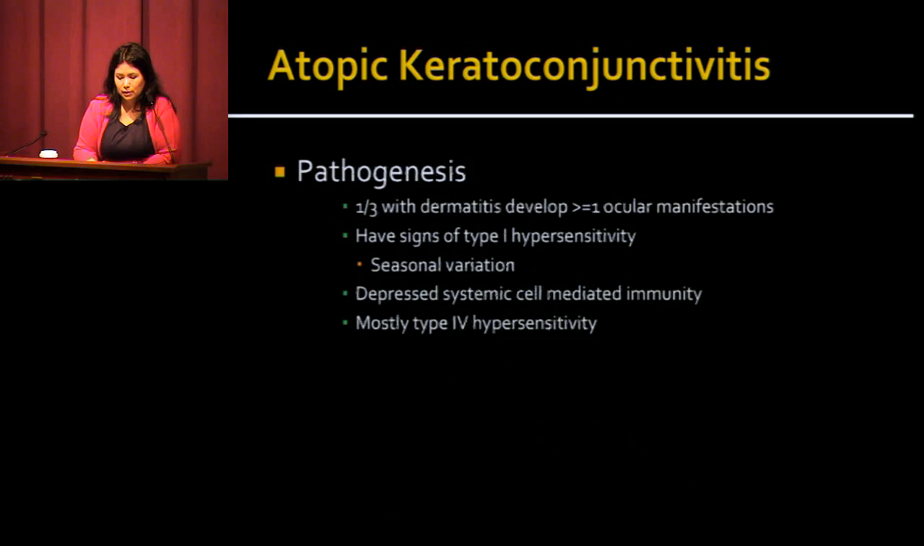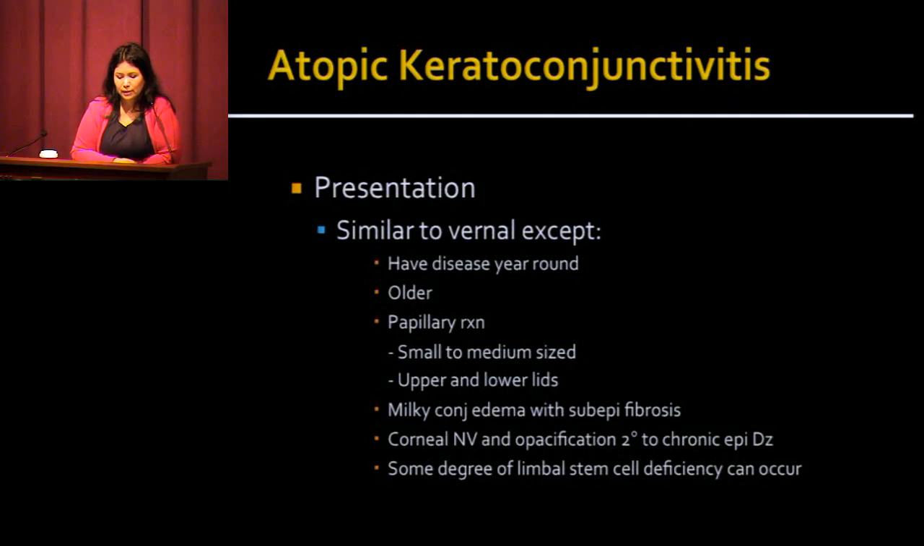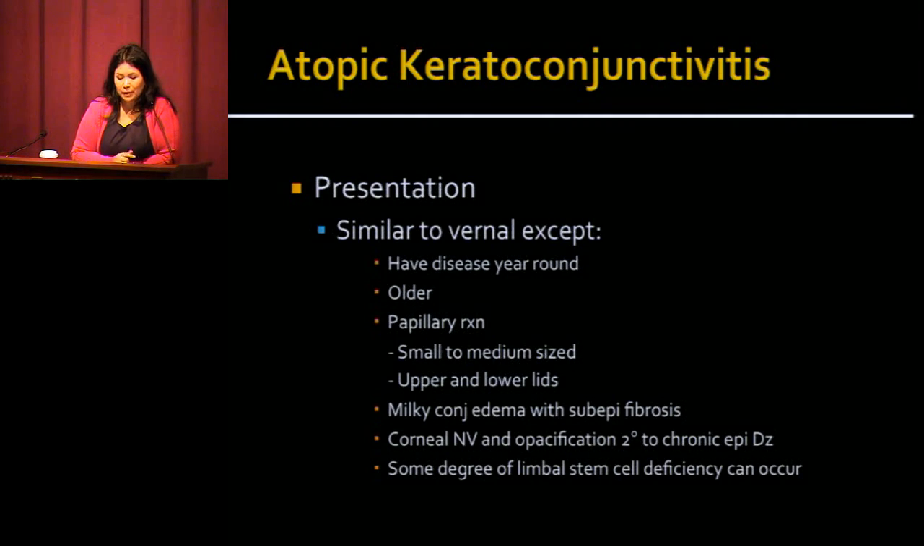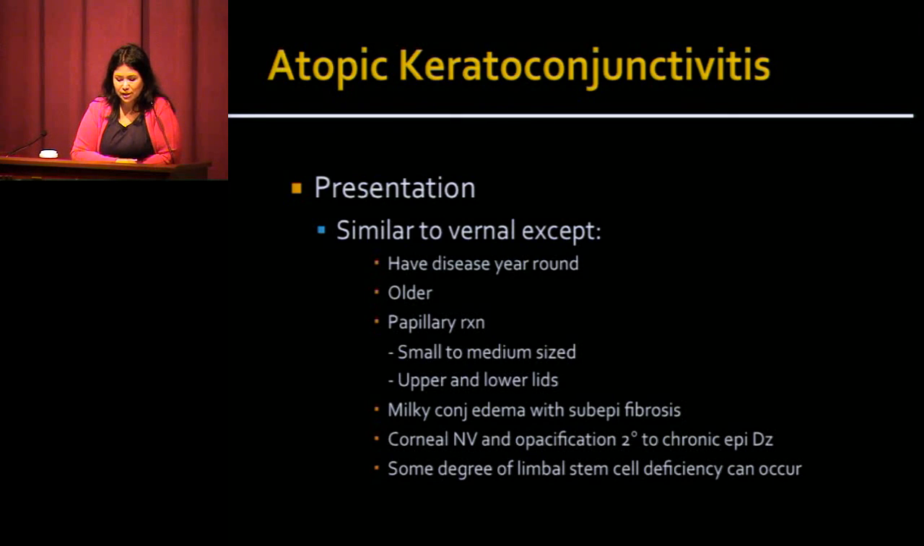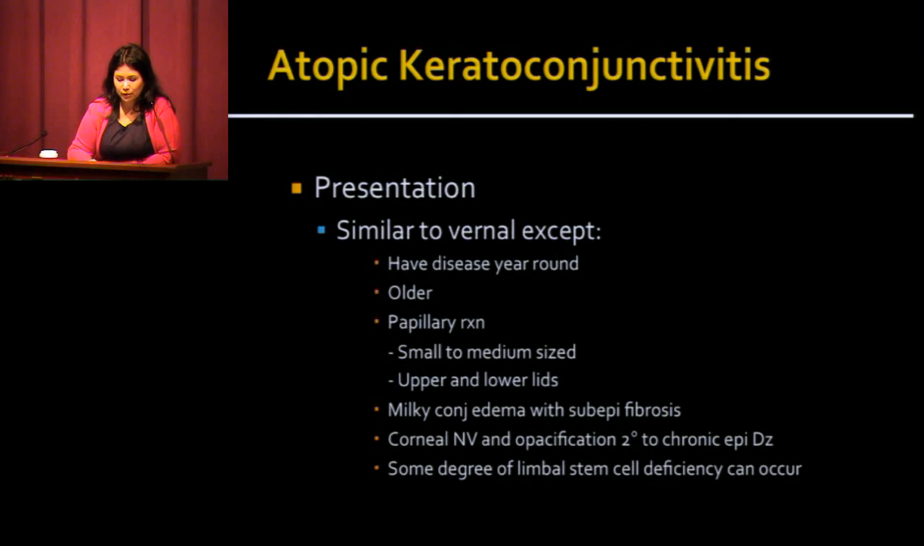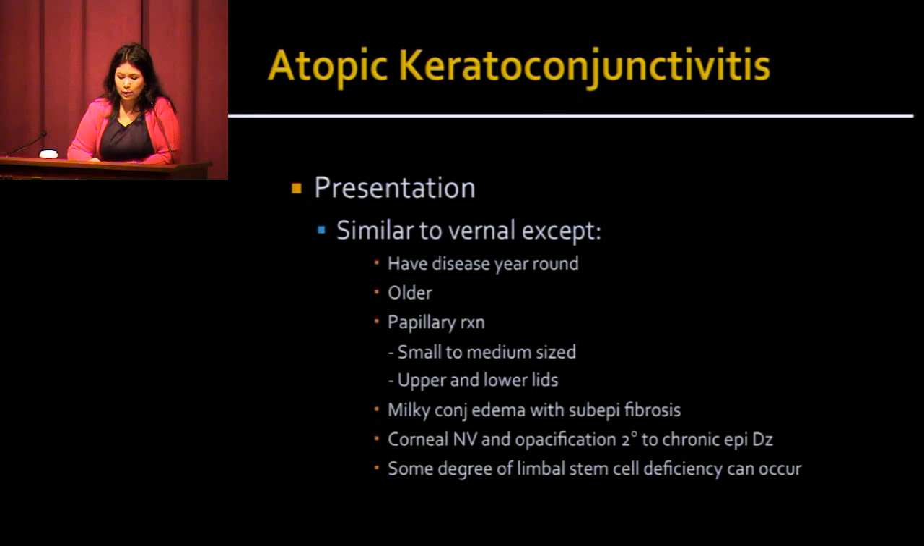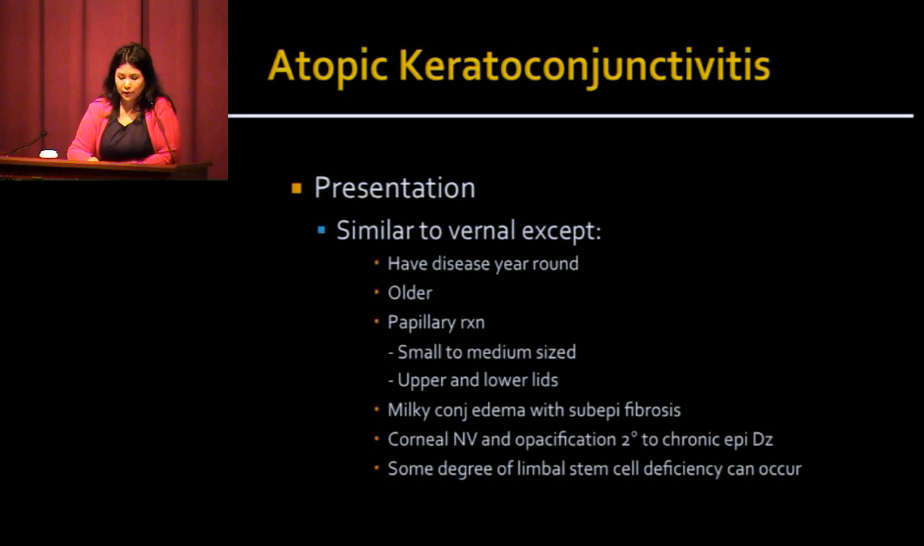Okay, sorry, how did I skip? So let's see. Let's go to this slide. Let's talk about atopic keratoconjunctivitis. The presentation is very similar to vernal, only that these patients are older. So you have an older male or female. The disease is year-round. They have a papillary reaction, milky conjunctival edema with subepithelial fibrosis. They have corneal neovascularization, opacification, secondary to chronic epithelial disease. And they may end up atopic and scar, so it can definitely lead to limbal stem cell deficiency as well, and a cicatricial conjunctivitis.